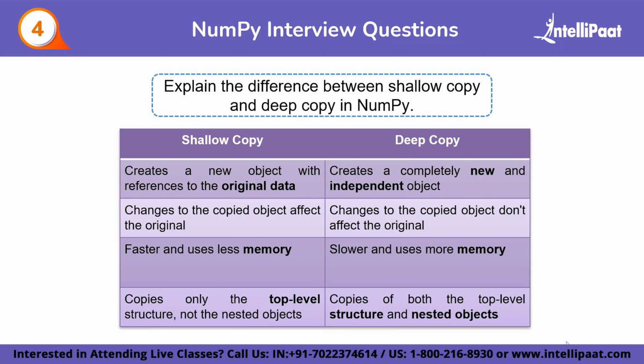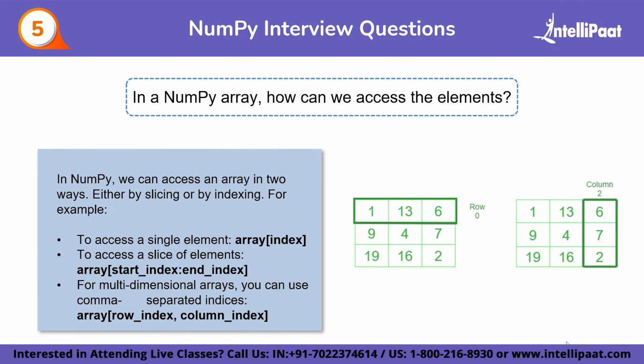So moving on to our next question, which is, in a NumPy array, how can we access the elements? So in NumPy, accessing elements in an array can be done through indexing or slicing. If you want to access a single element, you can use the index like array[index]. As you can see from the screen, I have mentioned how you can access a single element or a slice of elements, or for multi-dimensional arrays you can use comma separated indices.